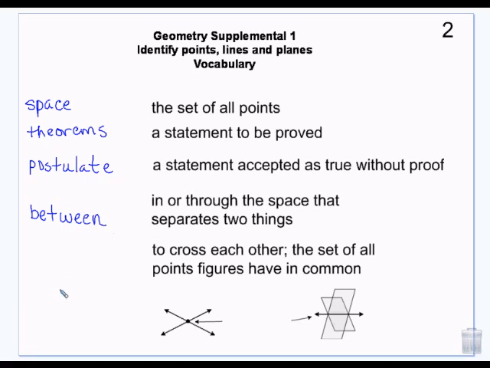Between is in or through the space that separates two things. I know it's silly that we have to define between, but we do. And then intersect is to cross each other, so the set of all points that figures have in common. These are both intersections. And we can intersect at a point, we can intersect at a line, we can intersect at a plane.